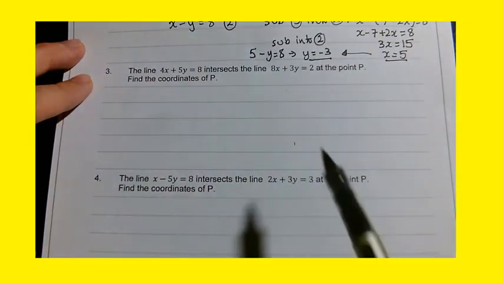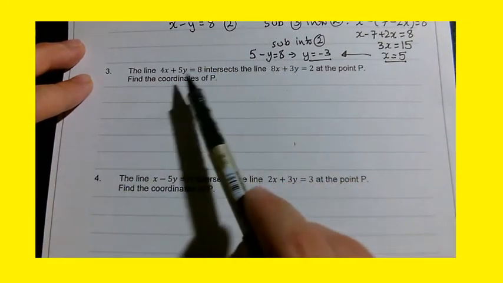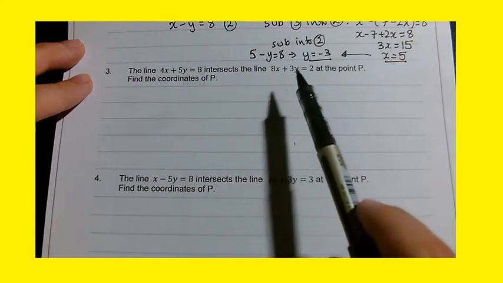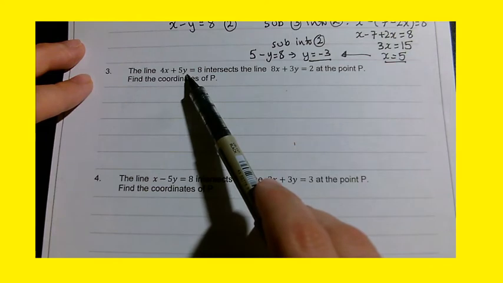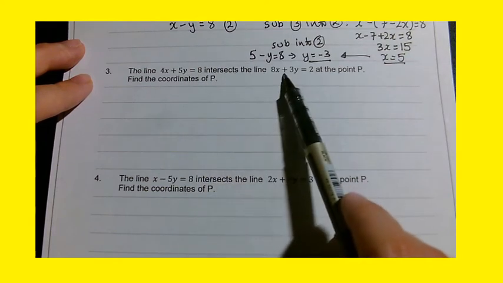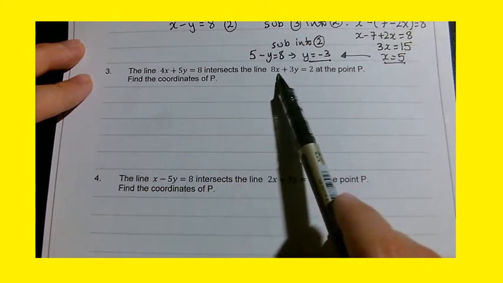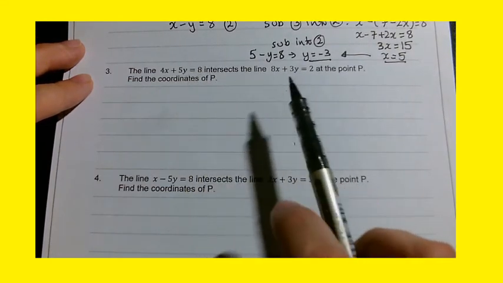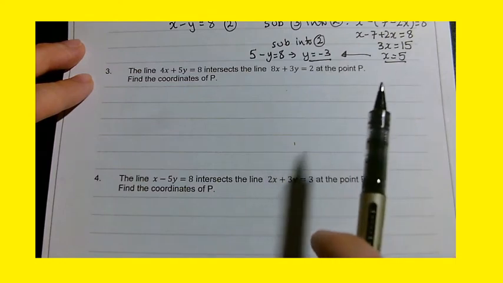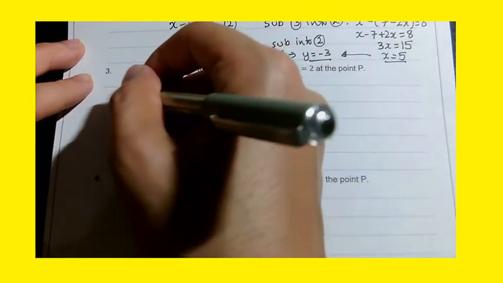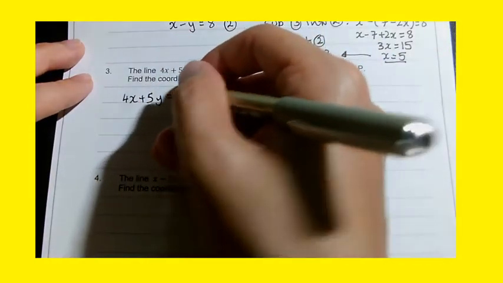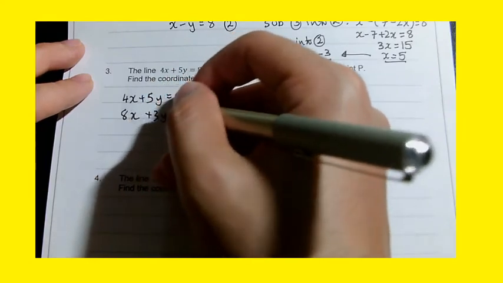Now if I look at these 2 equations, it's not as easy just to rearrange and substitute, because if I rearrange to make y the subject here, or x the subject here, I'm going to get some weird looking fractions, and it's going to make life a bit more difficult. So I'm going to use elimination here. 4x plus 5y equals 8, and 8x plus 3y equals 2.